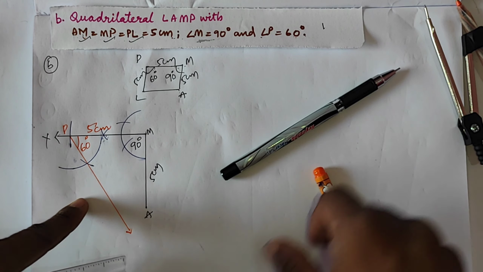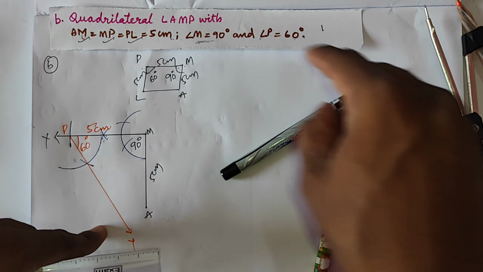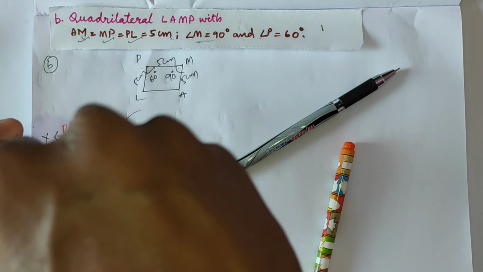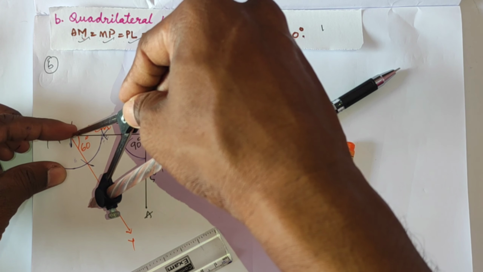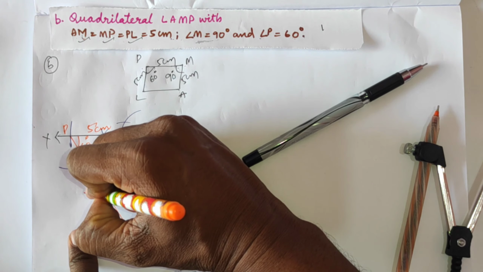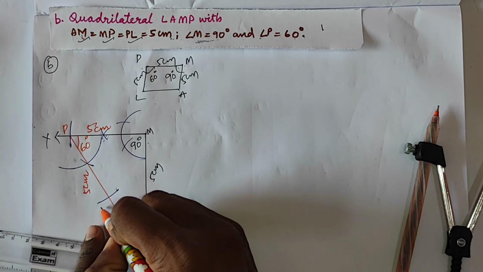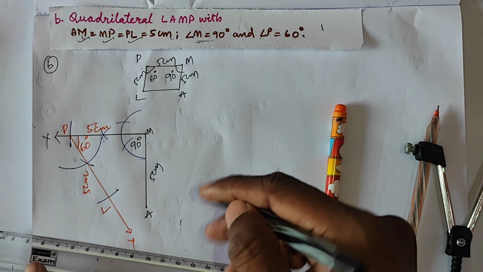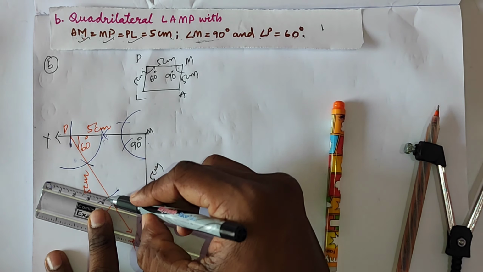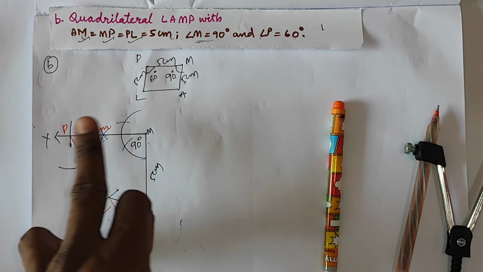Now this is a ray, PY is a ray, and PL, what is the length given? 5 centimeters. So 5 centimeters already, right? Take P as a center and cut that ray. You got 5 centimeters here. So this is L. So PL is 5 centimeters. To complete this construction, simply join L to A. So we got the required quadrilateral LAMP.